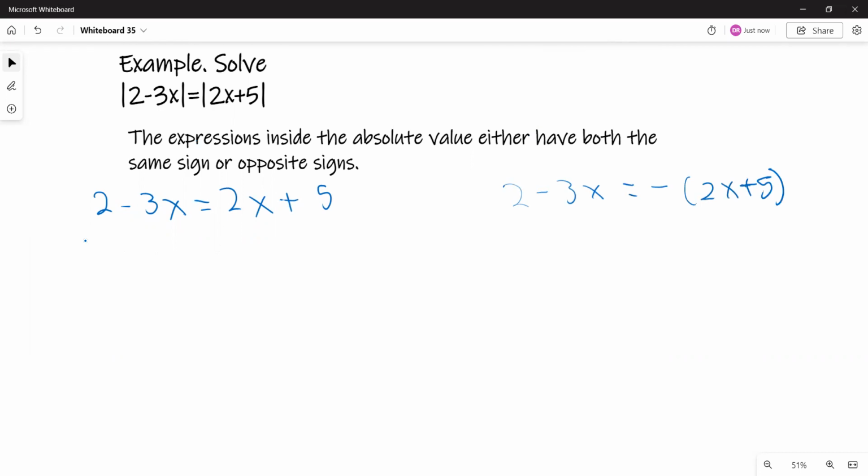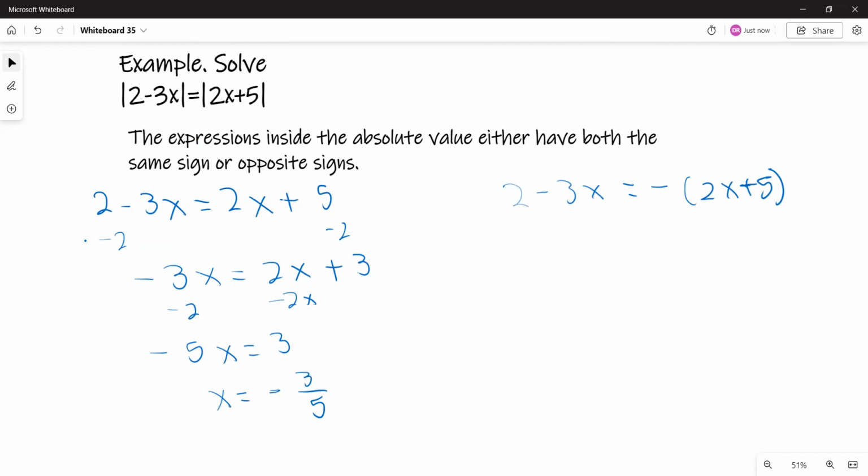Okay, so we're going to solve each equation separately. Let's subtract 2 from both sides. And the opposite of 3x equals 2x plus 3. And let's subtract 2x from both sides. So the opposite of 5x equals 3. And x is negative 3/5. So negative 3/5 is going to be one solution.